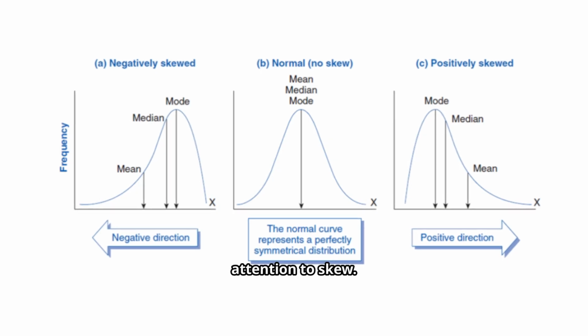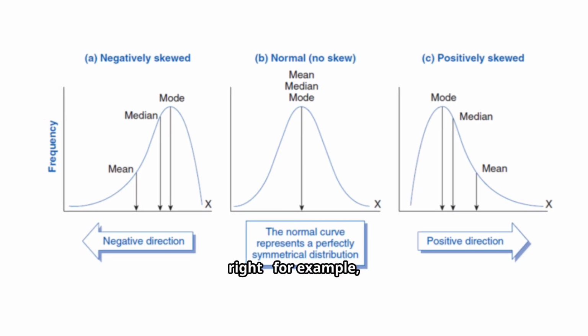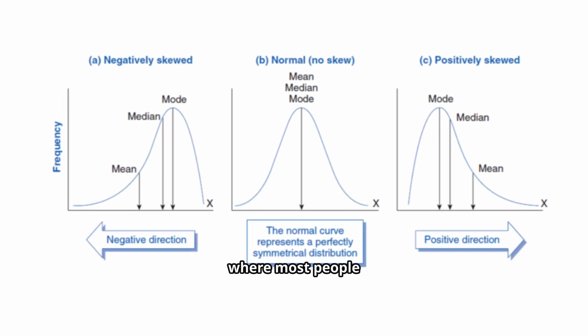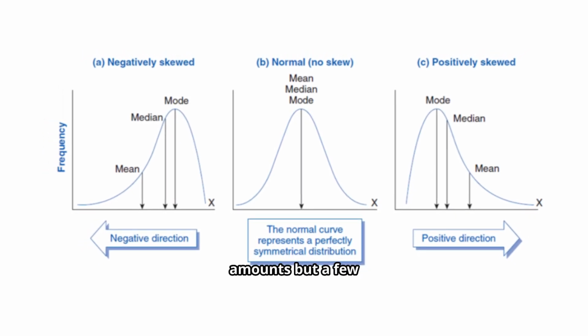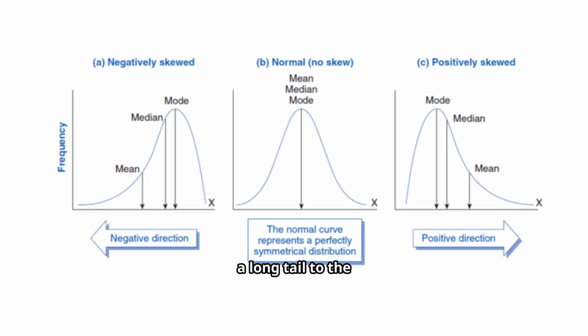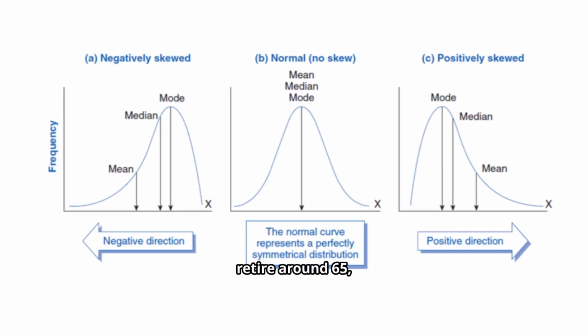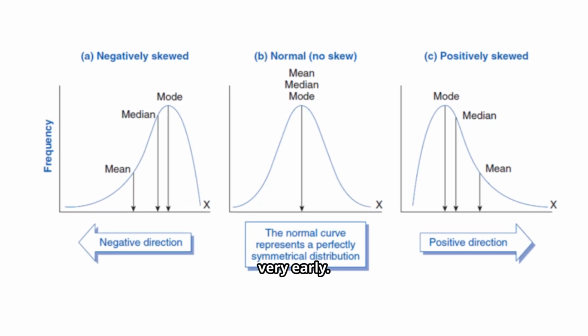We also pay attention to skew. A positive skew has a long tail to the right. For example, annual incomes, where most people earn moderate amounts but a few earn very high salaries. A negative skew has a long tail to the left. For example, retirement age, since most people retire around 65, but some retire very early.